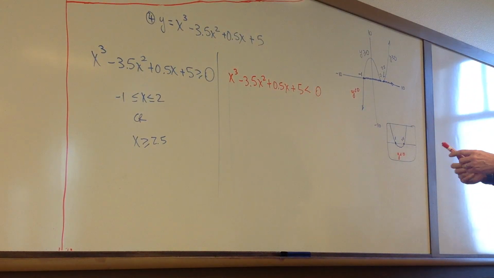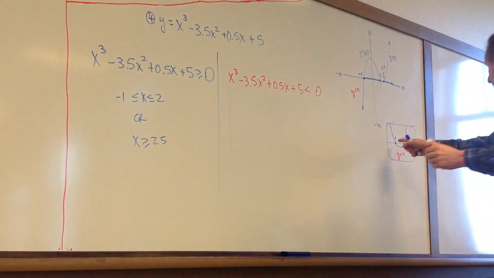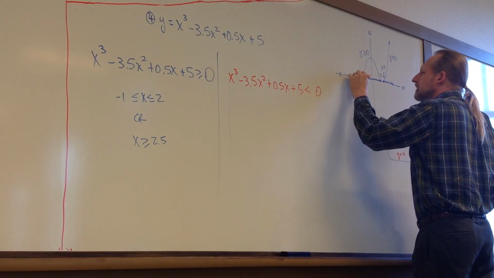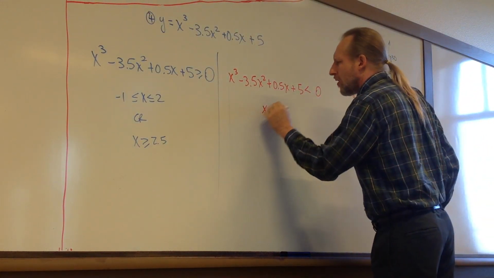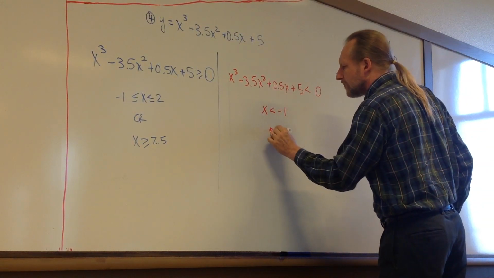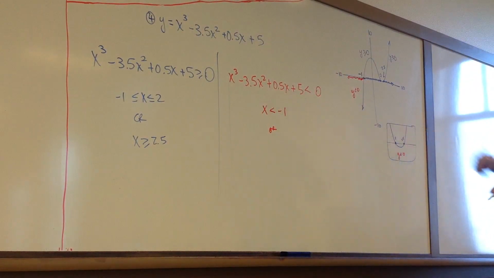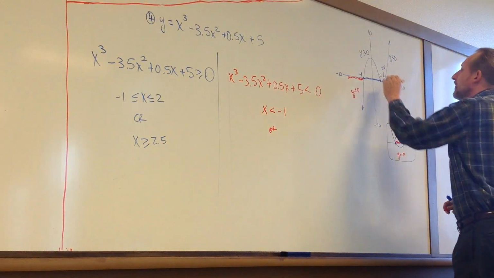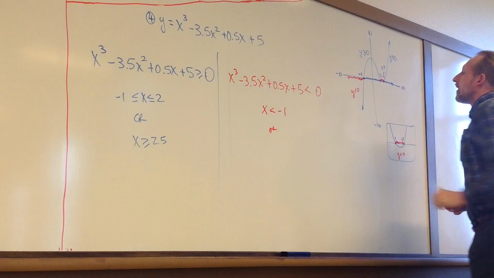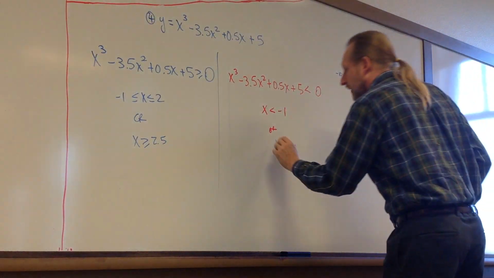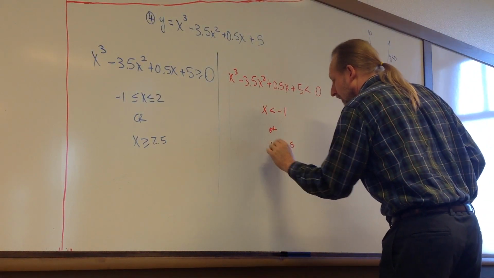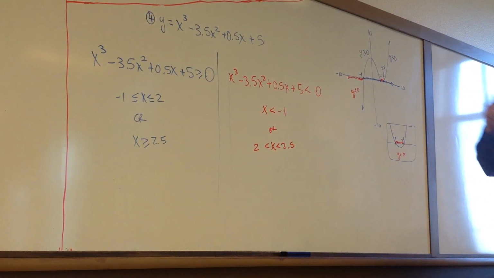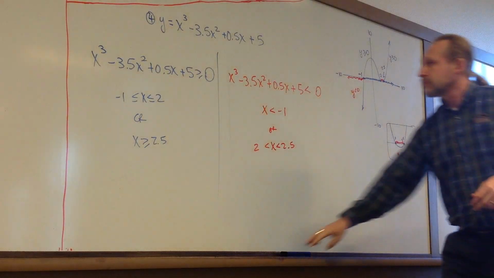And then where is y less than 0? Let's see, there's this region right here, all these x's less than -1, make y negative, or this interval right here between 2 and 2.5 are where y is negative. So that's x less than 2.5, but greater than 2. Okay, so that's problem 4. We've got 2 more to look at.